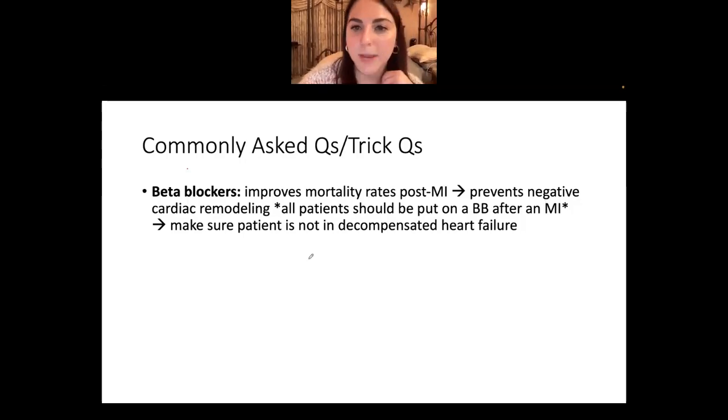Okay? So all patients should be put on a beta blocker after an MI. Again, you want to make sure a patient is not in decompensated heart failure first. You cannot give a beta blocker to someone who's like literally dying on the table in front of you.